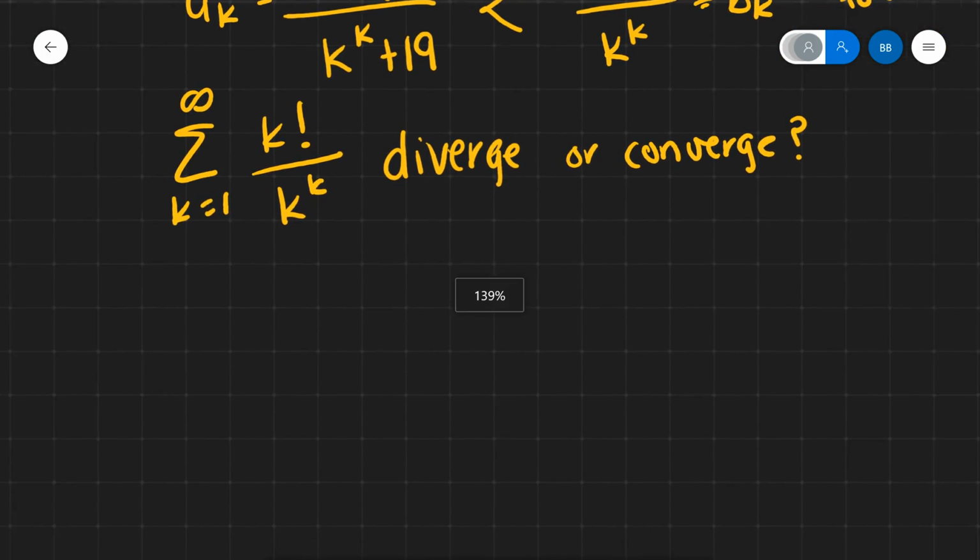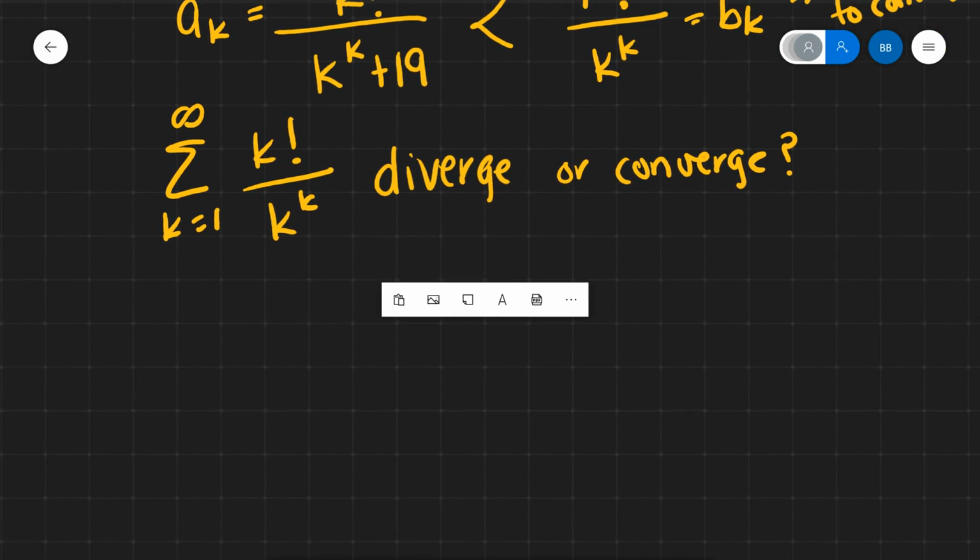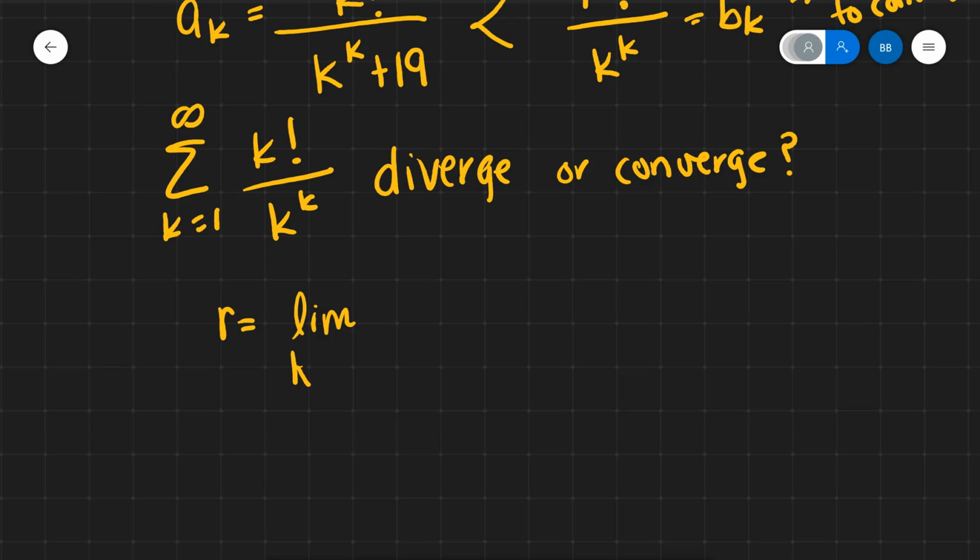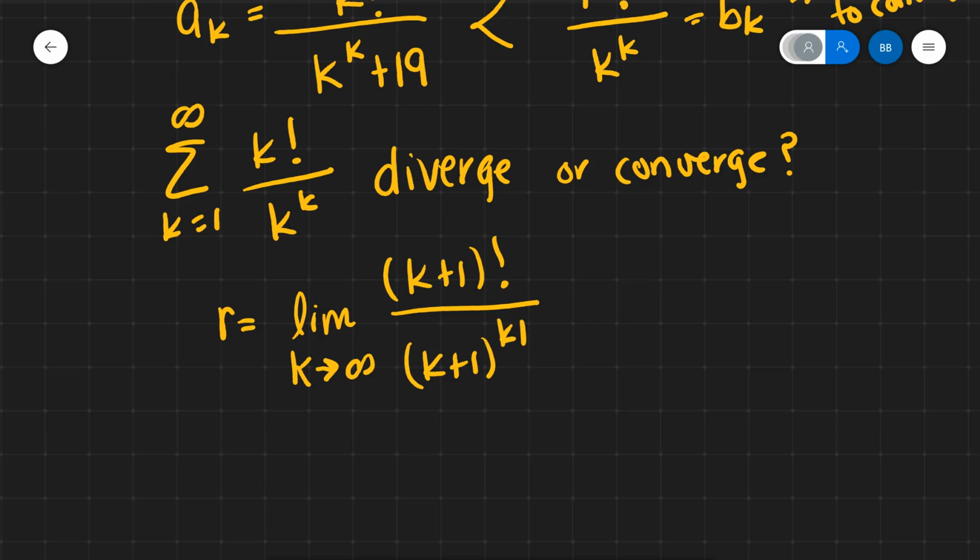Okay, so in this case, we need to add a plus 1 to all of our terms and then stack it over the exact same a sub k in the denominator. So r is equal to the limit as k goes to infinity of k plus 1 factorial over k plus 1 to the k plus 1, and all of that gets stacked over the original k factorial over k to the k.